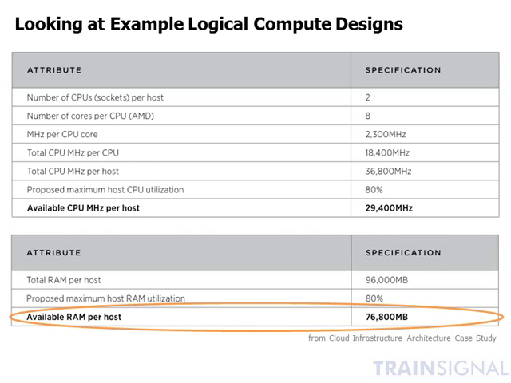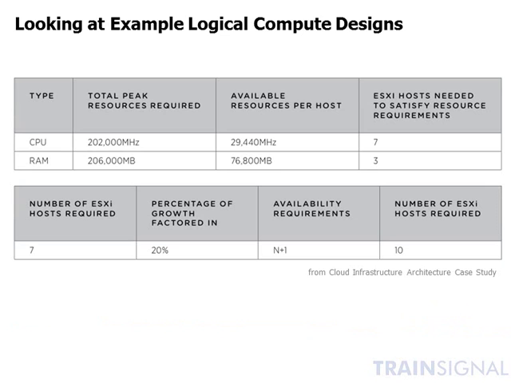So what we have thus far is an aggregate value for both CPU and RAM, and values representing the maximum amount each given host can contribute. When we combine those numbers, we can arrive at an estimate of how many hosts are going to be required. So bringing over the 202,000 megahertz and 206,000 megabytes of CPU and RAM, and then dividing those numbers by the maximum CPU threshold and maximum RAM threshold, we arrive at the number of ESXi hosts that are required in order to satisfy those functional resource requirements.